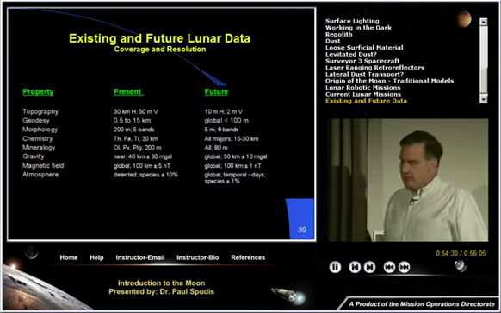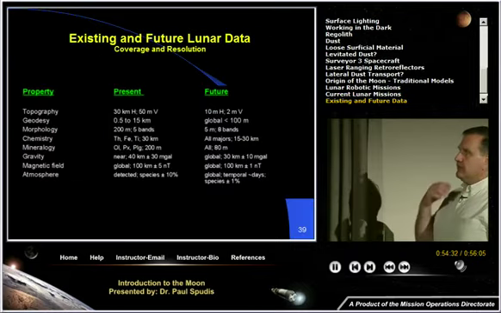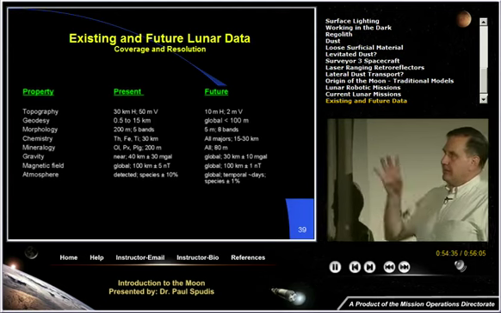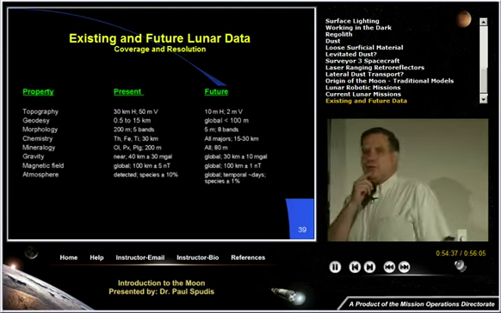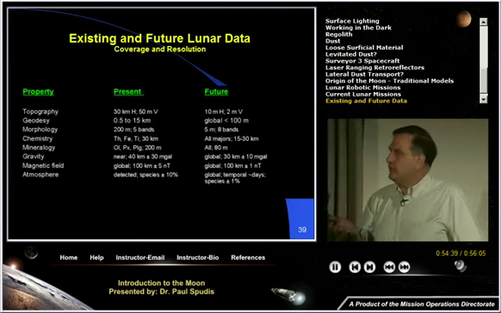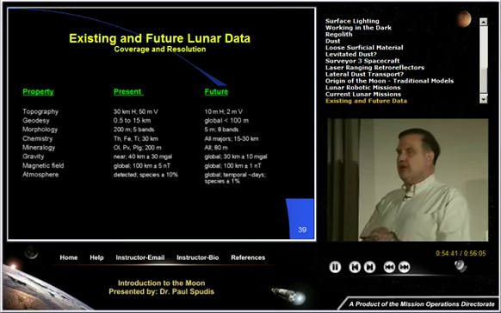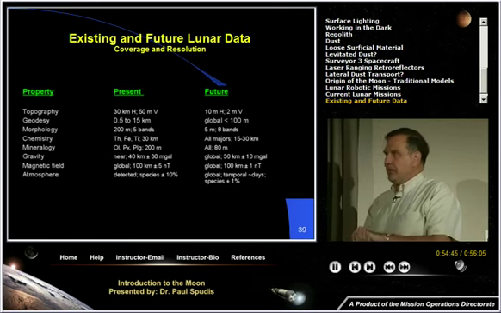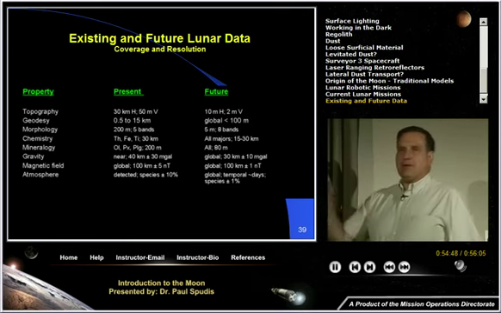So what might that all mean? Well, what I've done here is list various properties that we might want to know from an orbital mission. We want to know the shape of the moon. We want to know where features are positioned. We want to know the morphology, the landforms that make it up, the chemistry and the mineralogy, the gravity. These are the properties we want to know.